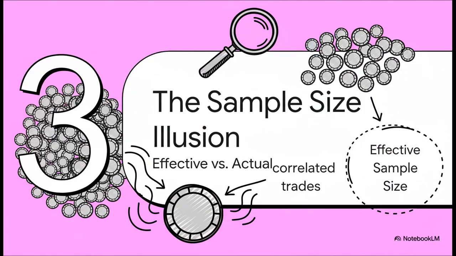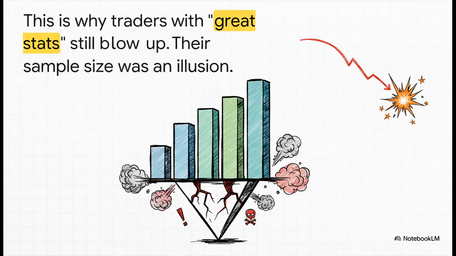And this brings us right to the core of the problem, the sample size illusion. See, the number of trades in your log is a vanity metric. What really matters is your effective sample size. And hey, this isn't just some academic debate. This is the heartbreaking story you hear over and over again. It's why traders who seem to have incredible stats, amazing win rates, beautiful equity curves, can suddenly and catastrophically go to zero. Their stats were built on a lie.